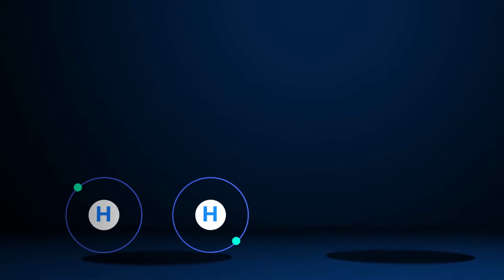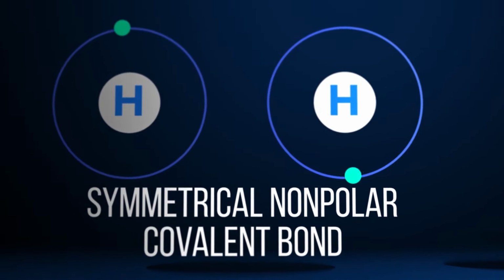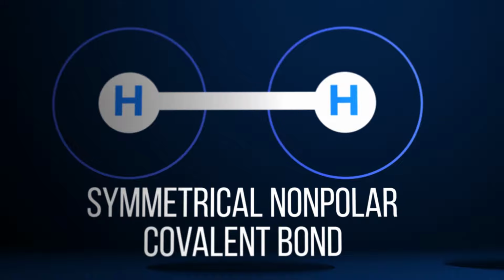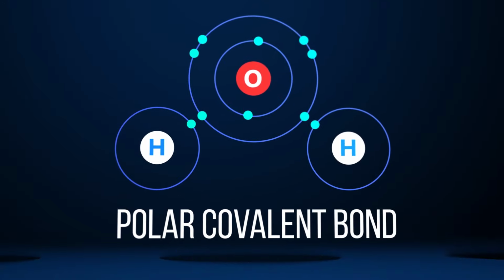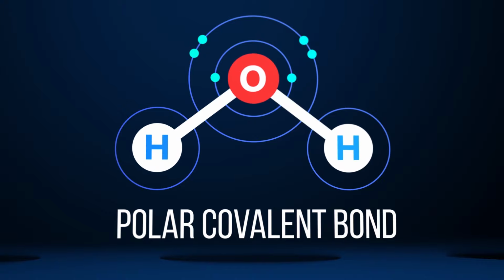When two atoms attract electrons equally, like in a hydrogen molecule, you will get a symmetrical nonpolar covalent bond. A polar covalent bond occurs when the electrons are shared between two atoms, but one atom attracts them more than the other, like in the water molecule.